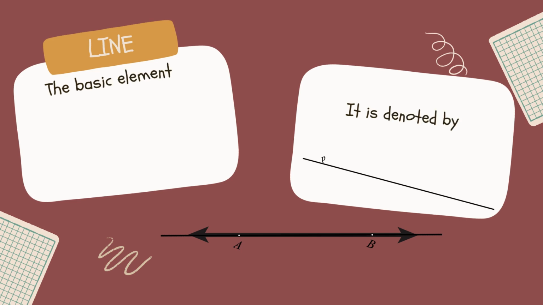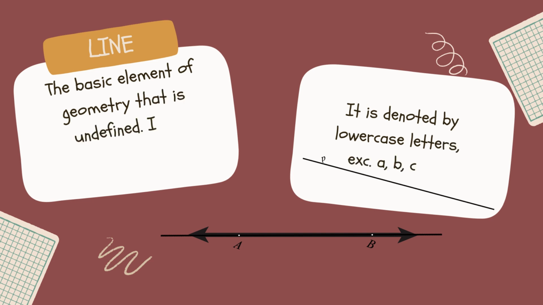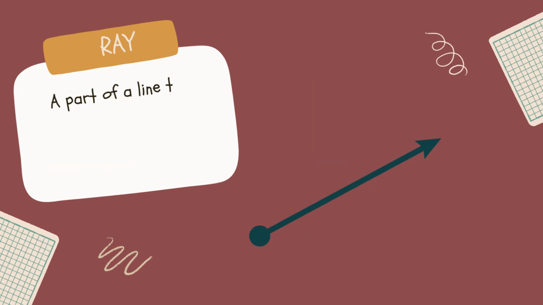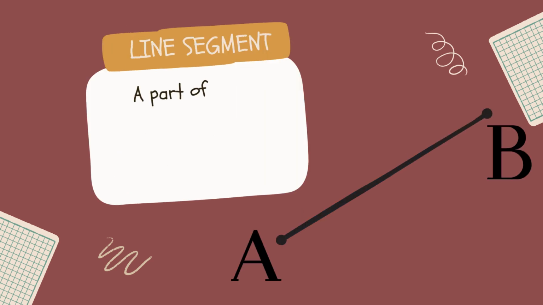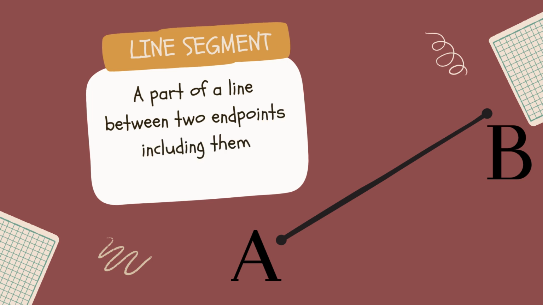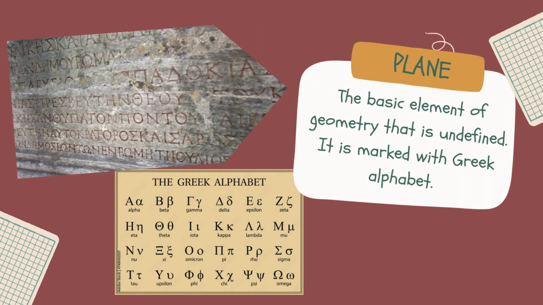Line. The basic element of geometry that is undefined. It is determined by any 2 points. It is denoted by lowercase letters. Example, a, b, c, or t. Ray. A part of a line that starts at a point and extends infinitely in one direction. Line segment. A part of a line between 2 endpoints including them, as you can see on the slide.